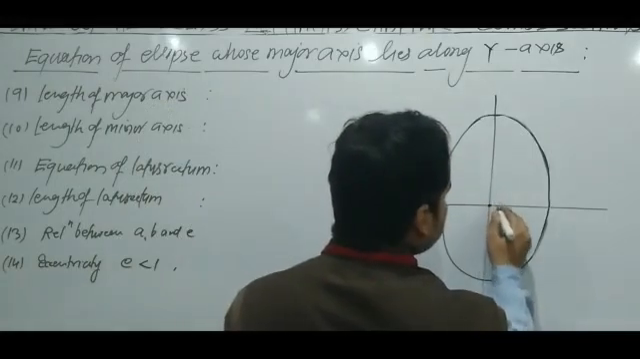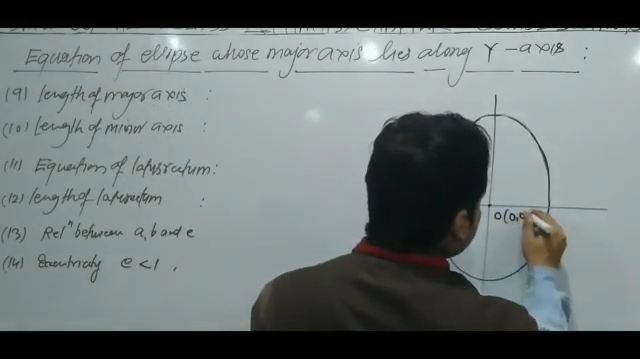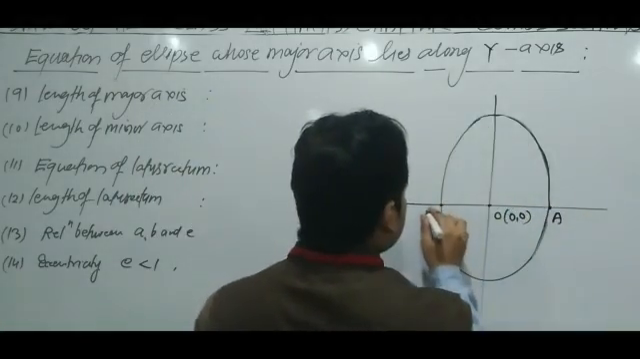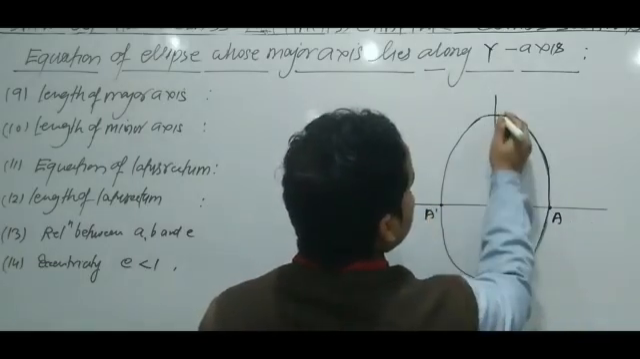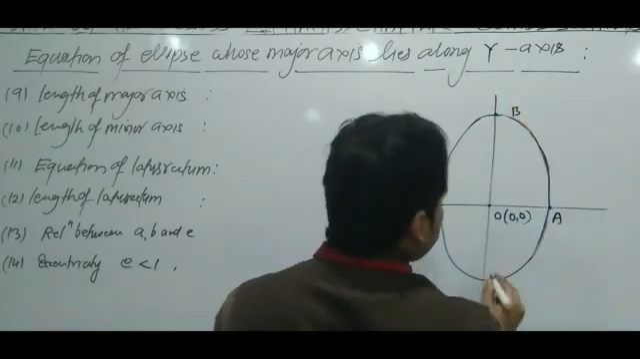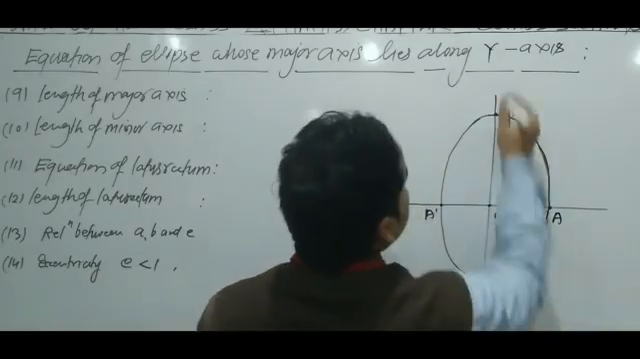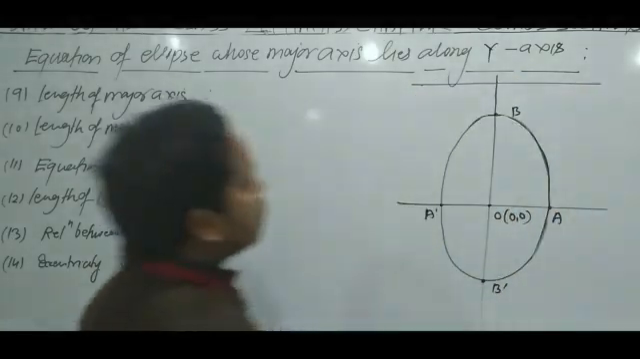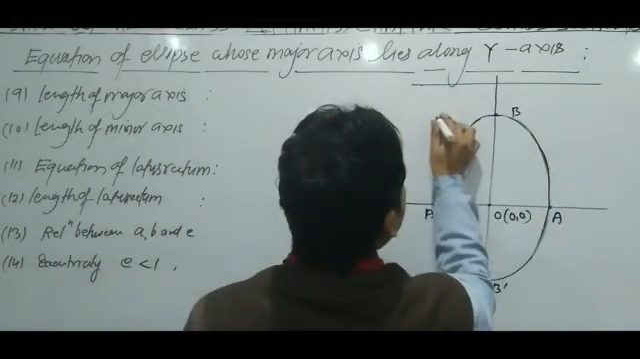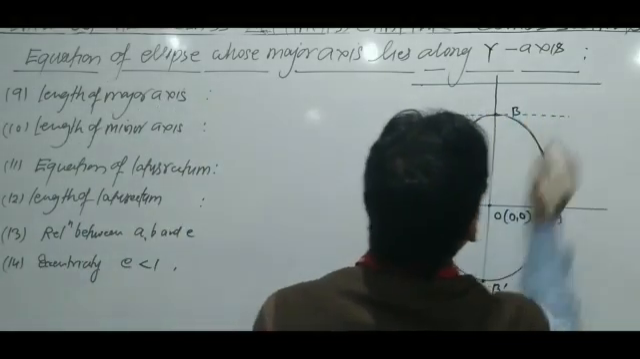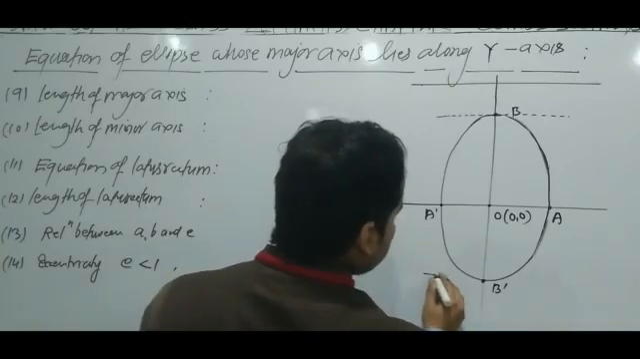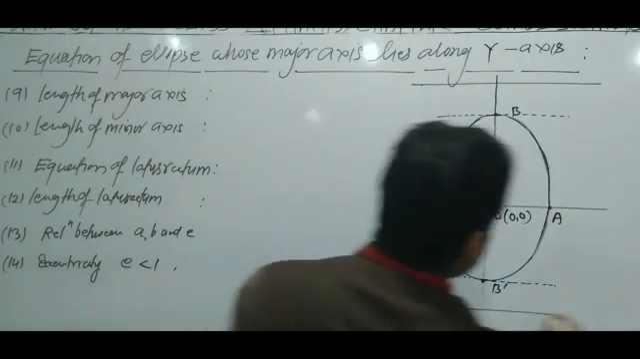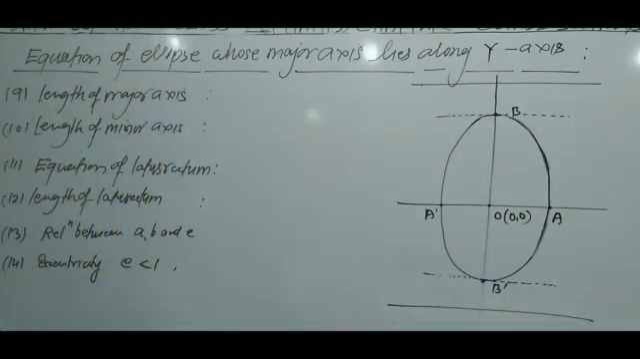this is the point O, 0 comma 0, A, this is A dash, this is B, this is B dash, and this is the directrix and this is the tangent. Similarly, this is the tangent and this is the directrix. Now you can see.